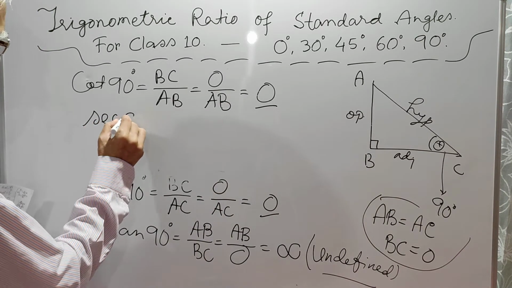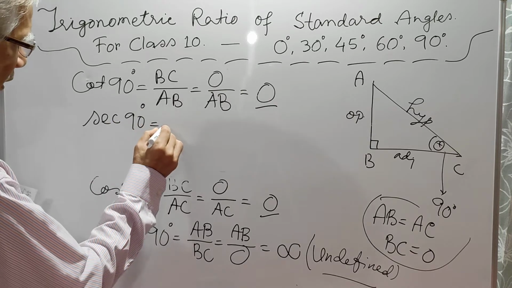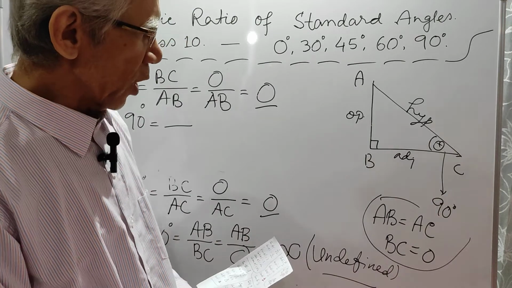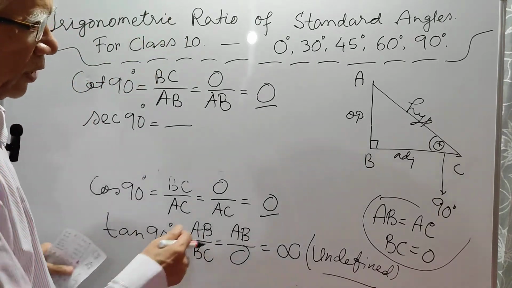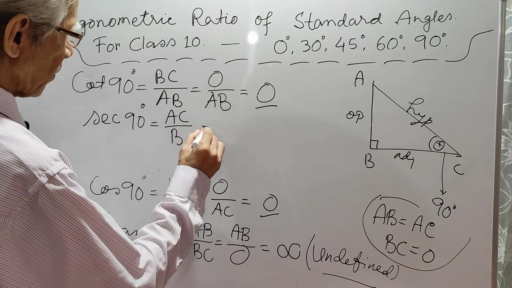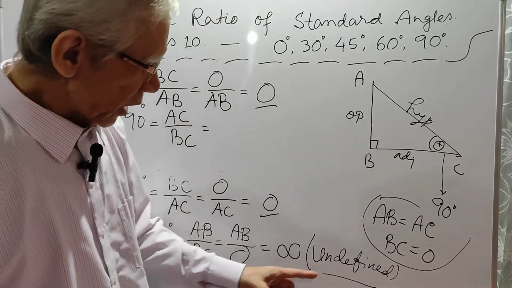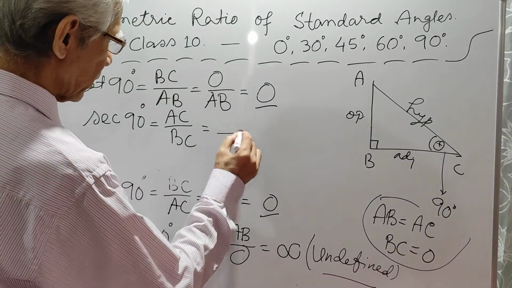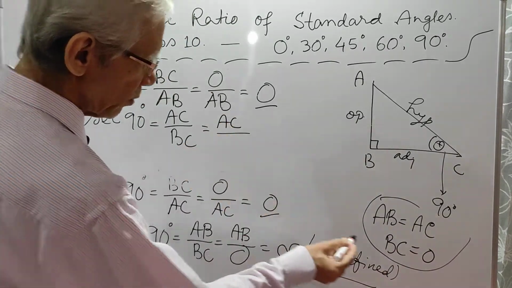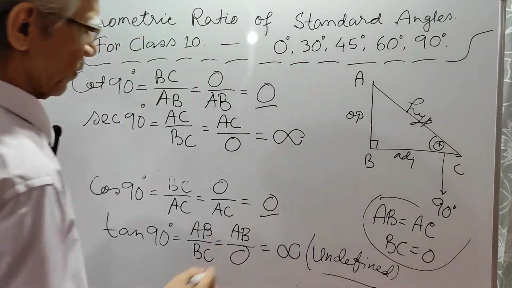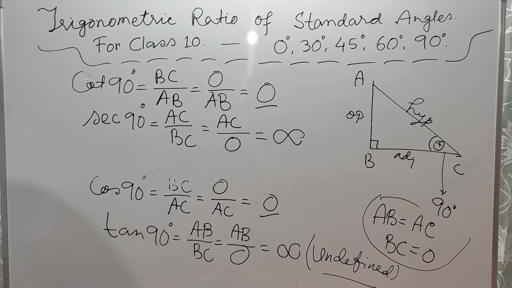So sec of 90 degree. What is sec of this angle 90 degree? Sec is hypotenuse by adjacent. That means AC by BC. Now that means AC by 0. So what is BC? 0. So anything by 0 is infinity. So what is sec 90? Sec 90 is infinity. Okay.